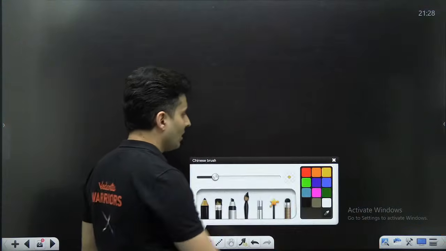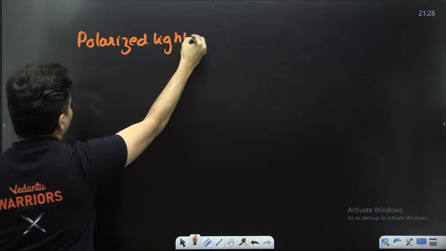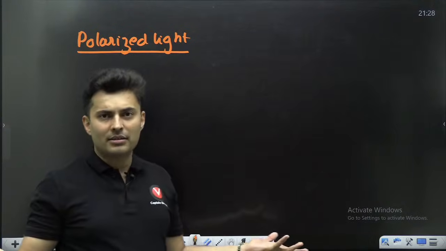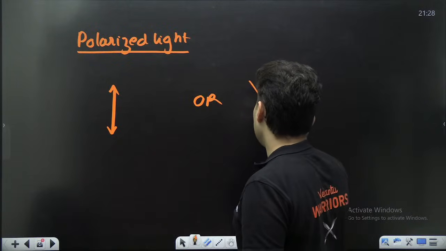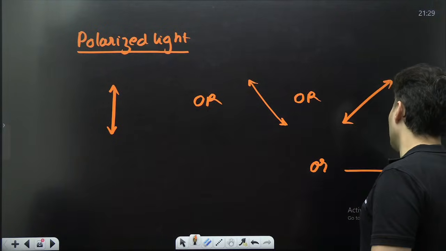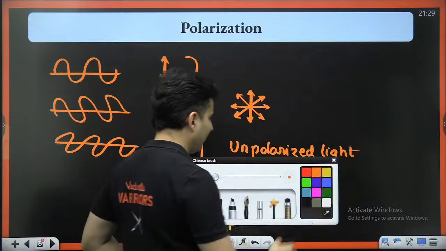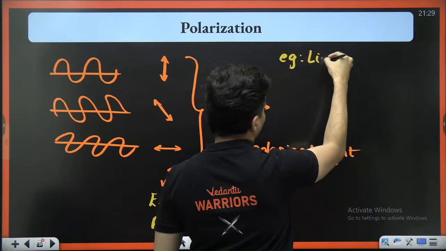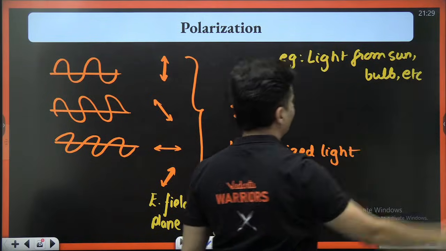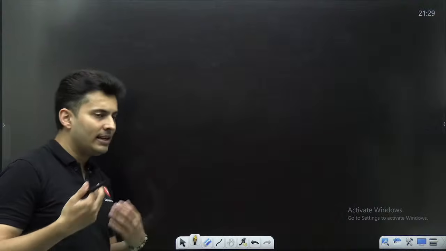But on the other side, if you have polarized light, the polarized light has oscillation only in one unique direction, either this or something else. It could be like this, or like this, or any of these kinds of directions. This is basically your polarized light. Usually the light which comes from the sun, or the bulb, or other sources like the tube light, are all unpolarized in nature.